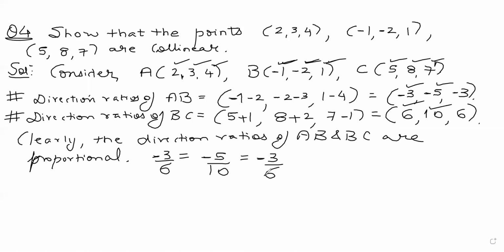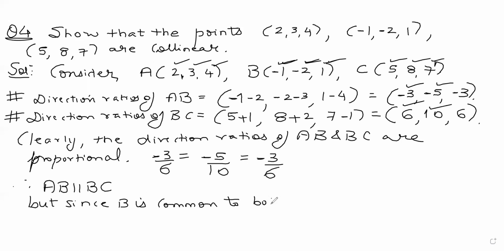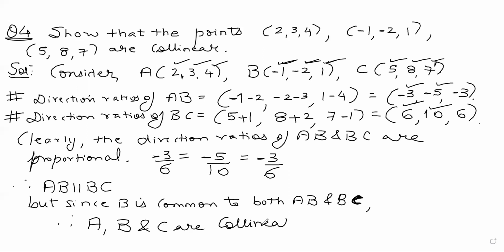Now, since the direction ratios of AB and BC are proportional, therefore I can say that AB is parallel to BC, but since B is common to both AB and BC, what does that mean? If I say that AB is parallel to BC and B is the common point, it means A, B and C are lying on the same line. So I can say that A, B and C are collinear.